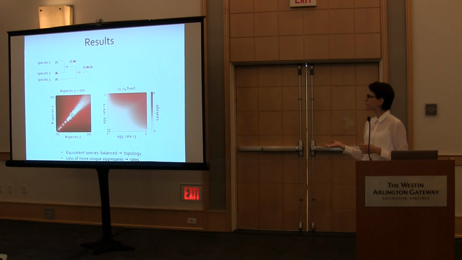And on the right-hand side, what we're varying is the aggregation rates. And there you can see that for larger aggregation rates, we're increasing the probability of creating larger aggregates, and hence we're increasing the leakage.